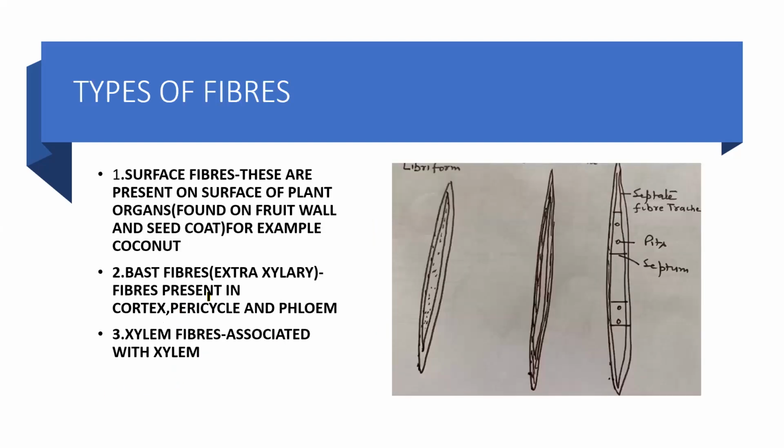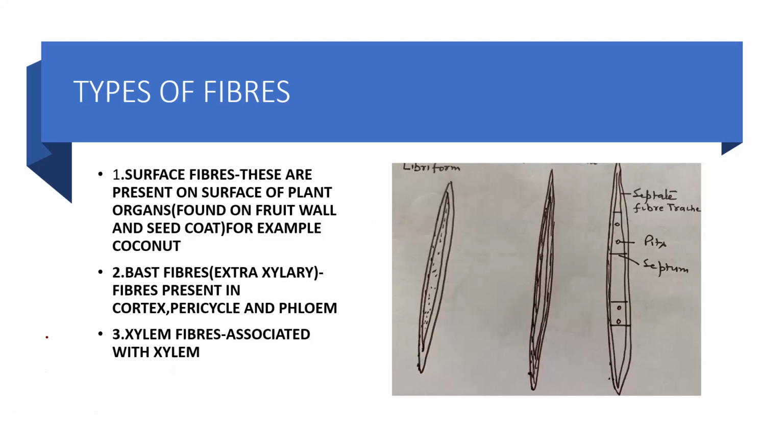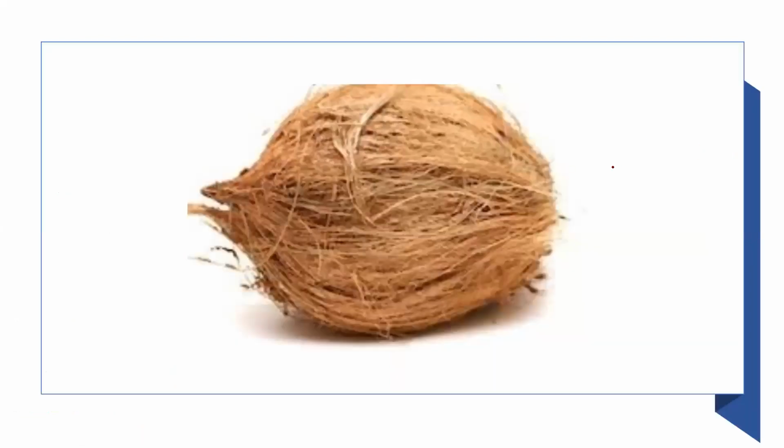Now, fibers can be categorized further into different categories: surface fibers, bast fibers, and xylem fibers. When they are found on the surface of seeds, as in the case of cotton, the testa of the cotton forms the surface fibers, so they are called surface fibers. Surface fibers are also found in the mesocarp of the coconut. This is the mesocarp of the coconut, and it is actually surface fiber.